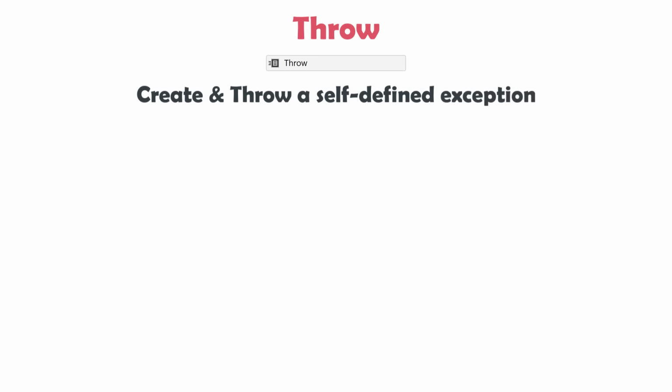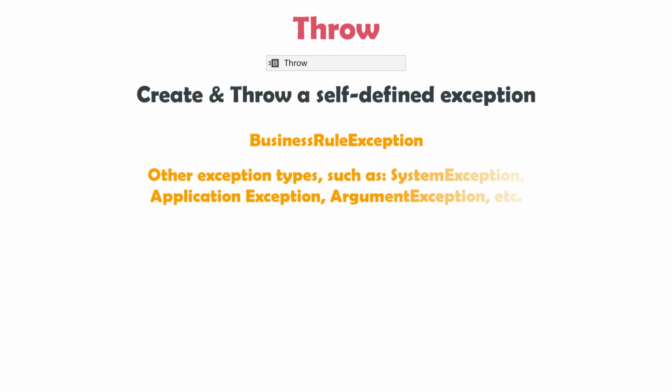Let's now talk more about throw activity. Throw activity, as mentioned, is to create and throw an exception. We mostly use this activity to create a business rule exception. But it could also be used for other exception types.